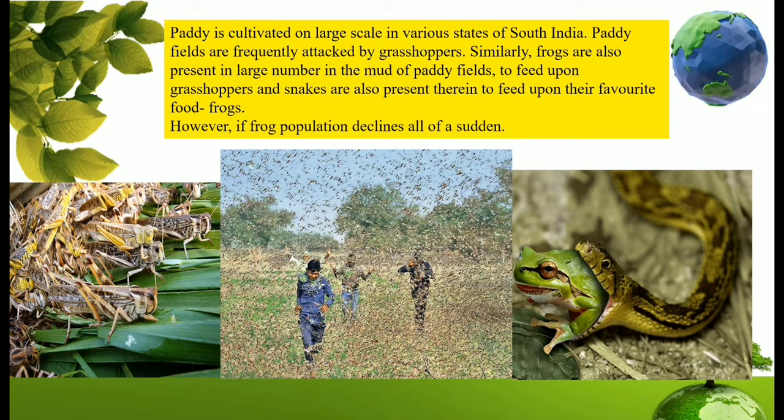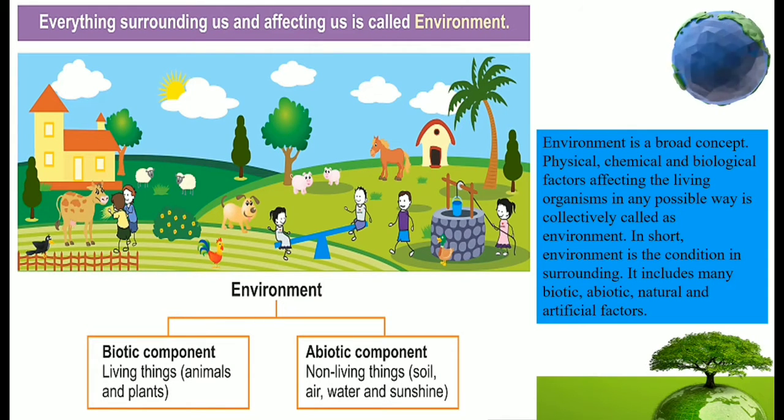ठीक है. Now, environment is a word that I'm repeating again and again. Okay, in the very beginning, I explained you all the meaning of ecosystem. Now, environment is a very broad concept that is physical and chemical and biological factors affecting the living organism in any possible way is collectively called an environment.